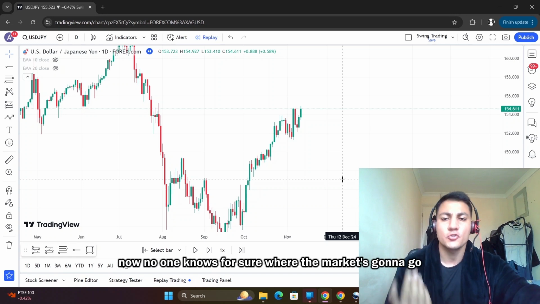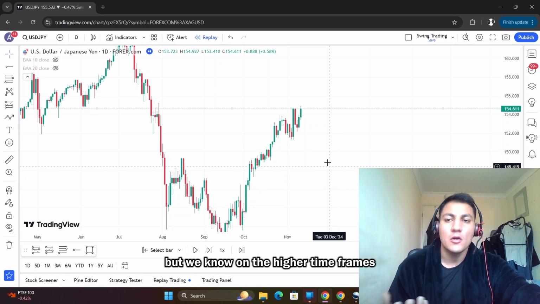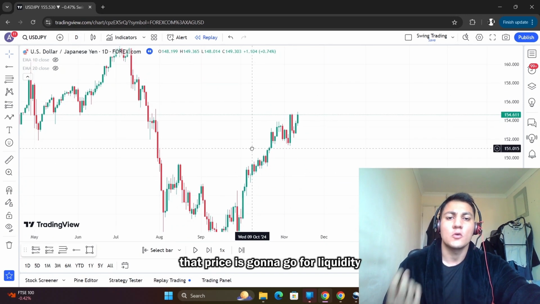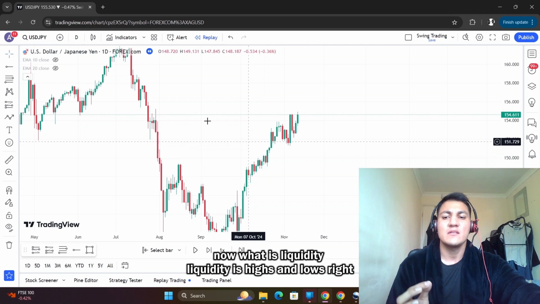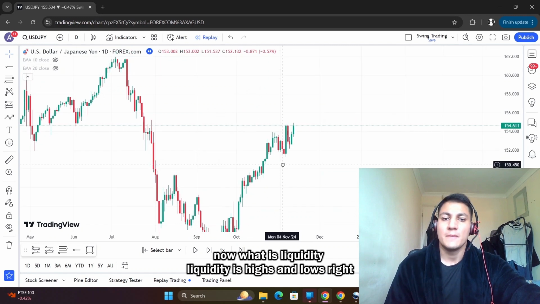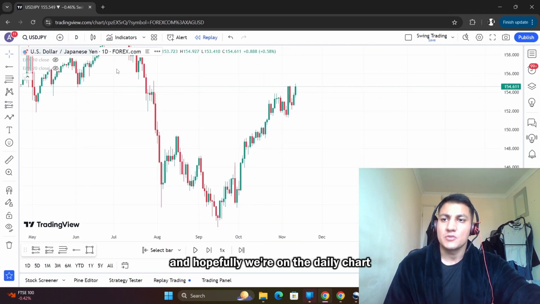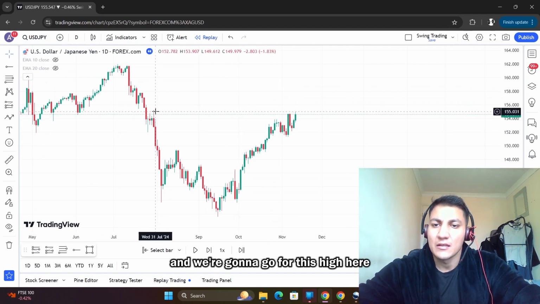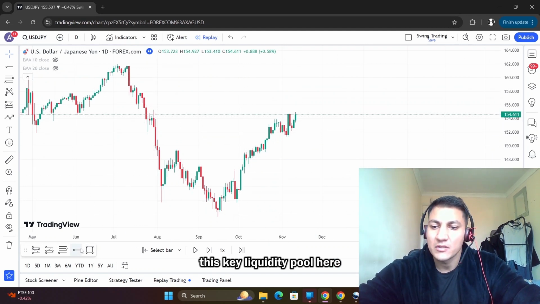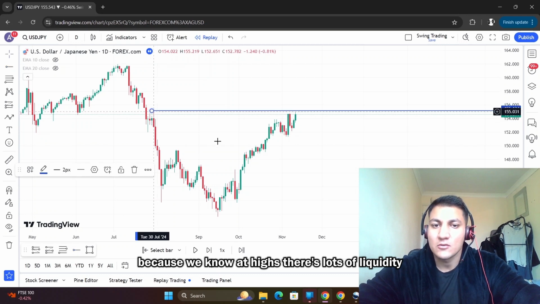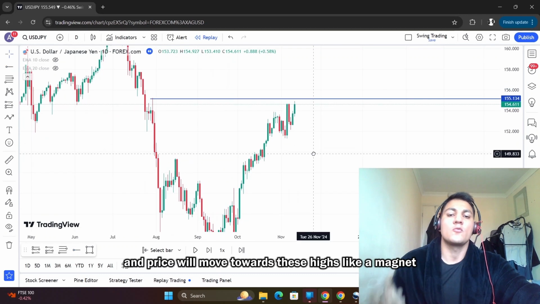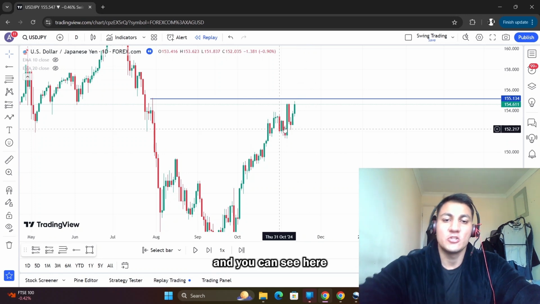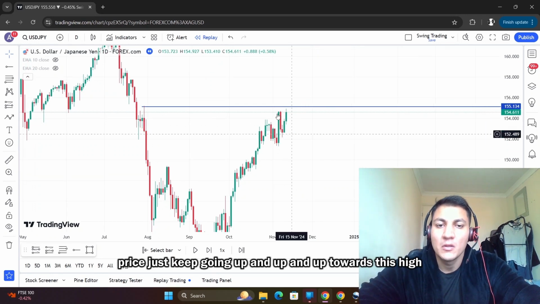Now, no one knows for sure where the market's going to go, but we know on the higher time frames, which is the daily and the 4-hour chart, that price is going to go for liquidity. Now, what is liquidity? Liquidity is highs and lows, right? And hopefully we're on the daily chart on yen. It's pretty obvious. We're bullish on yen and we're going to go for this high here, this key liquidity pool, because we know at highs there's lots of liquidity, and price will move towards these highs like a magnet, right? It'll get pulled towards it, and you can see here price just keeps going up and up and up towards this high.